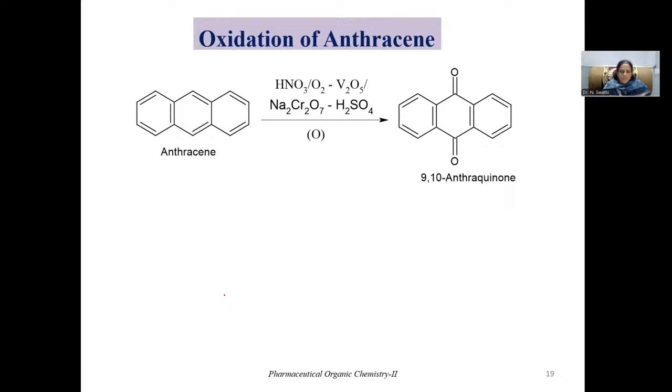Now let us consider the oxidation reactions of anthracene. Anthracene will undergo oxidation either in the presence of nitric acid, or in the presence of a mixture containing oxygen and vanadium pentoxide, or alternatively we can use sodium dichromate in the presence of concentrated sulfuric acid as the oxidizing agent. So these are the 3 different examples of oxidizing agents. In the presence of any of these agents, anthracene undergoes oxidation, and here also again the 9th and 10th double bonds which are present in the second aromatic ring system will be undergoing oxidation, and as a result there will be formation of 9,10 anthraquinone as the product.